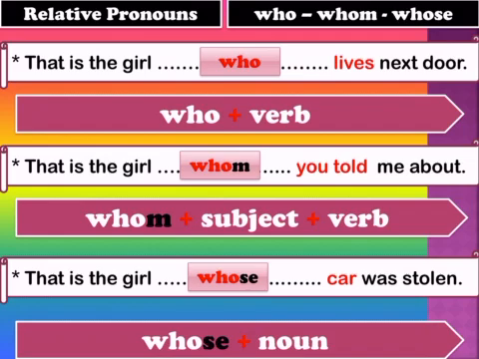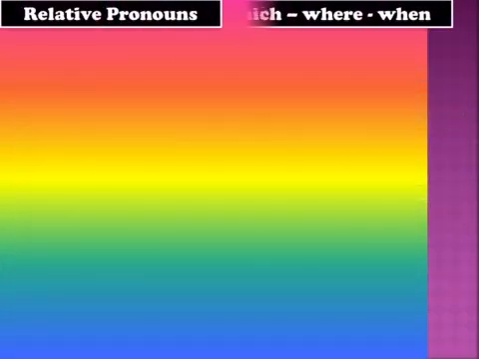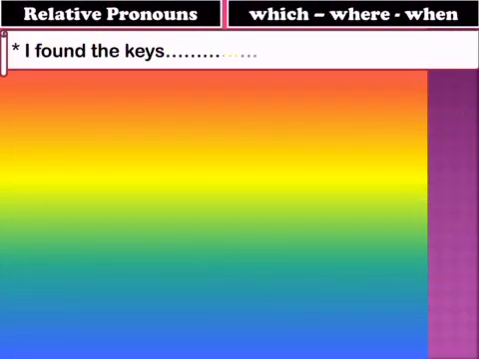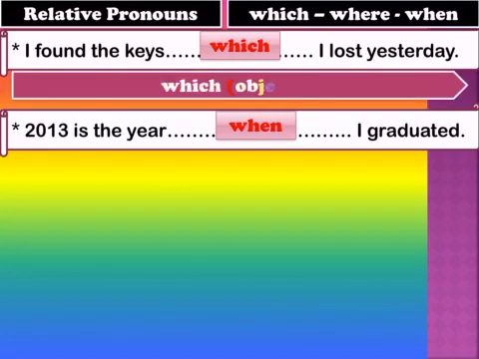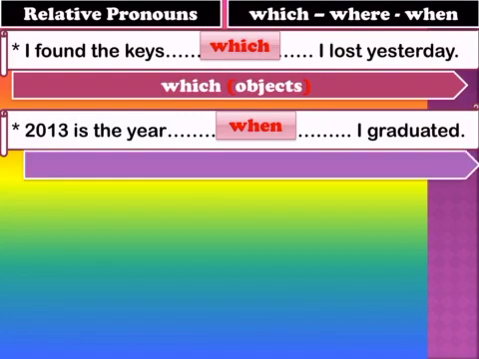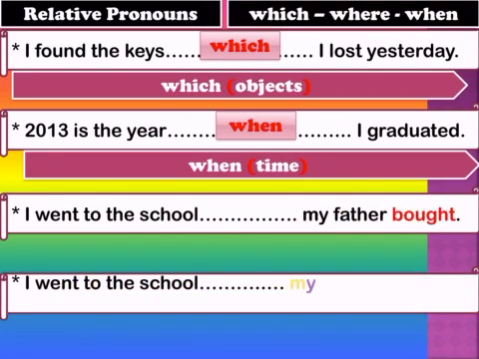Let's move to other relative pronouns. Which, where, and when. I found the keys which I lost yesterday. 2013 is the year when I graduated. So in the first example, we are going to use which, and in the second one, we will use when. For the first one, we use which because we said it's used for objects, animals, plants, and so on, and when is used for time. But also, we said that which is used for places and where is used also for places. How can we differentiate between them?